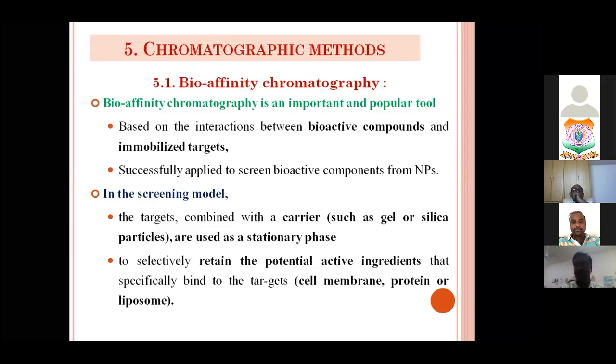This is a widely used experimental method in order to identify the bioactive components from the natural products. Very simple. Plant extract, they are going to inject into the column of an HPLC. That column is having a stationary phase containing a target. That is nothing but carrier and targets.